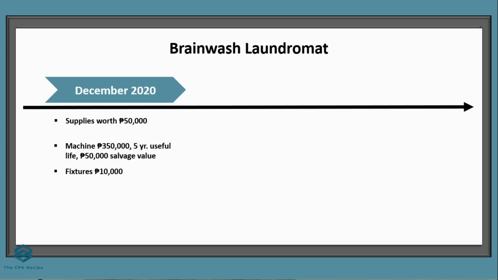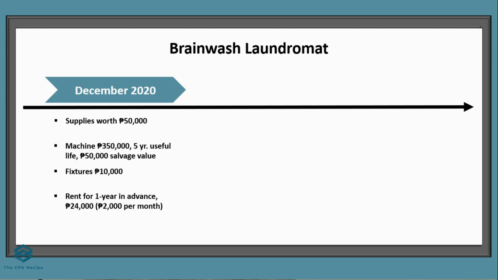Tapos, dahil umuupa ka lang ng pwesto, nagbayad ka ng renta at ang gusto ng landlord, 1 year advance. So, nagbayad ka ng 24,000, pare chong, dahil 2,000 pesos ang monthly rent. Now, if cash basis ang gagamitin natin, all of this will be recorded as expenses under the month of December 2020.